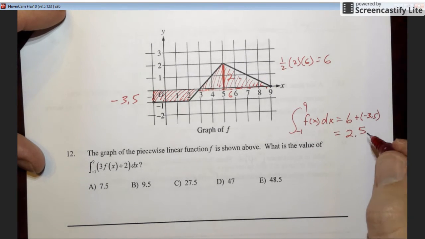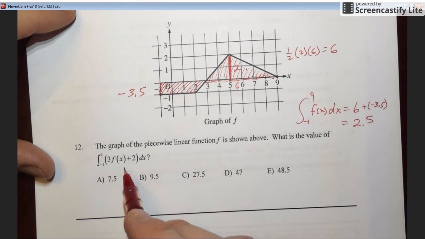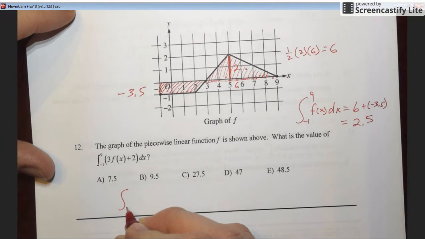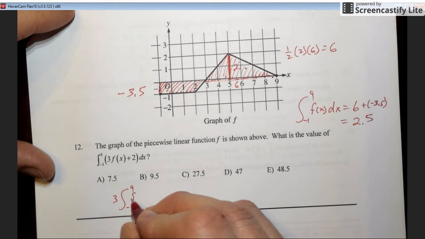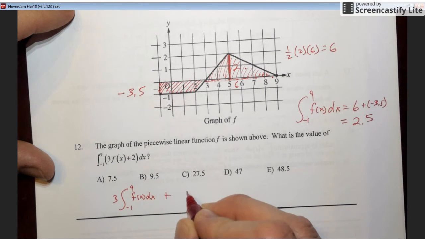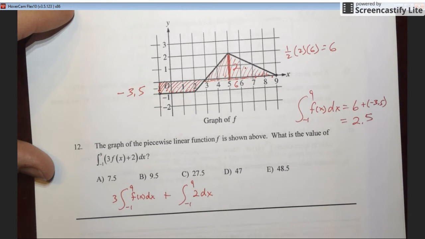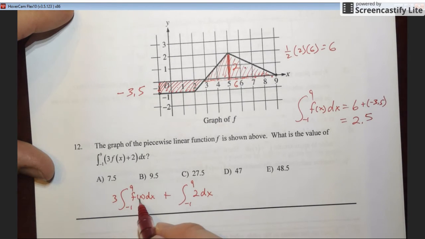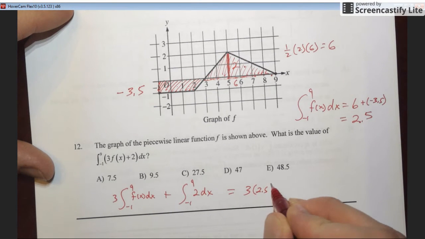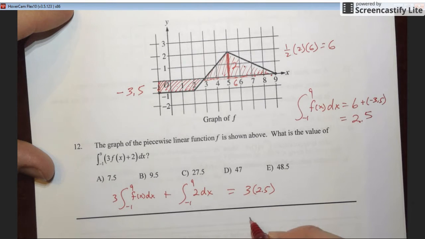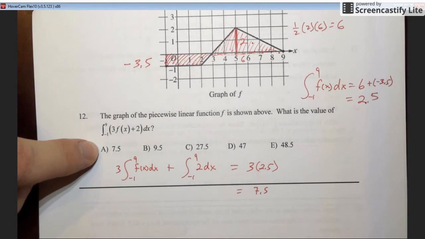Okay, so now we're going to take this idea and put it into this integrand. Let's break this up like we've done with previous problems. We have the integral from -1 to 9. We can move the 3 out front. We have f of x dx plus the integral from -1 to 9 of 2 dx. So we have 3 times the integral. We know that we have 2.5 here, so this is 3 times 2.5, which is 7.5. Hence the reason why we have option A.